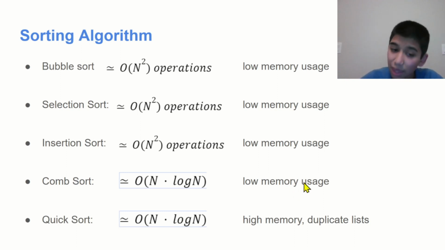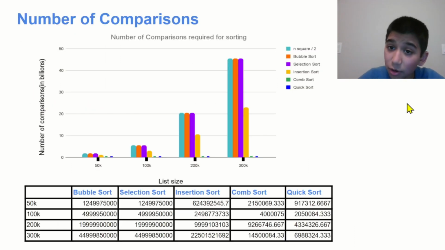Quicksort, in worst case, has n log n operations, but in best case has just log n operations, but it uses many lists, which means it has high memory requirements. I compared all of these different sorting algorithms with n squared divided by 2 by how many comparisons of numbers was required. Bubble sort, selection sort, and n squared divided by 2 required a large amount of comparisons. Insertion sort was akin to about half, and comb sort and quicksort was very low.